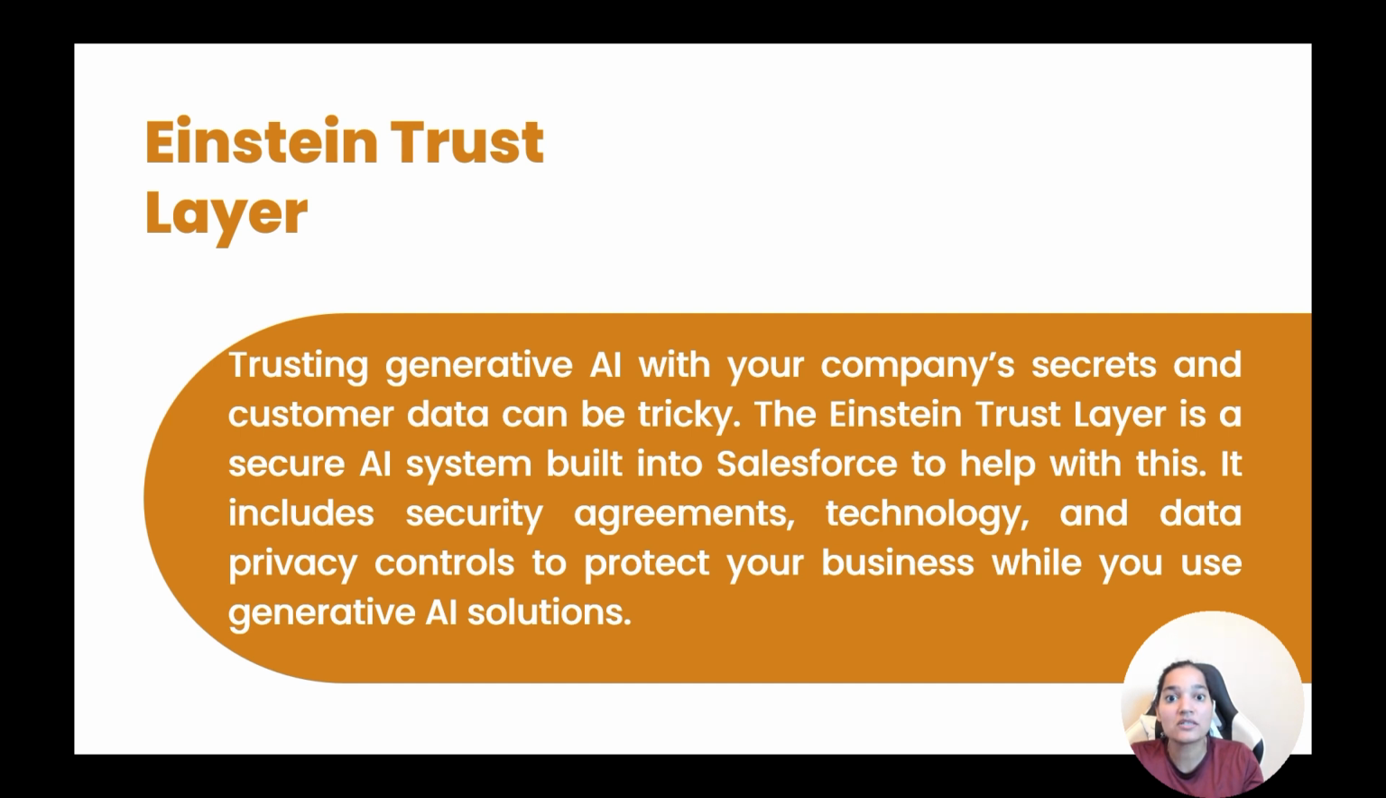And once the response is generated at that model, that response gets sent back, and that response also goes through a couple of steps before it reaches the end user. And that is called the response journey. This combination of prompt journey, the response generation, and the response journey creates this trust layer. So what does this trust layer include? It includes security agreements, and it includes the technology and data privacy controls to protect your business while you're using these generative AI solutions. That is what is called the Einstein Trust Layer.